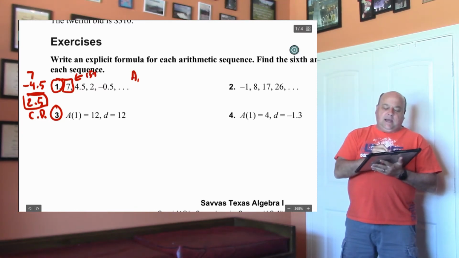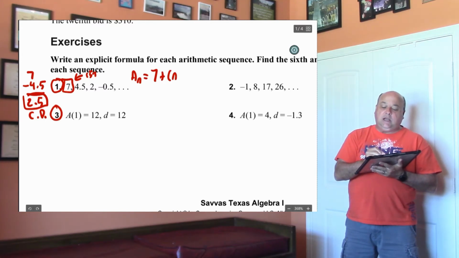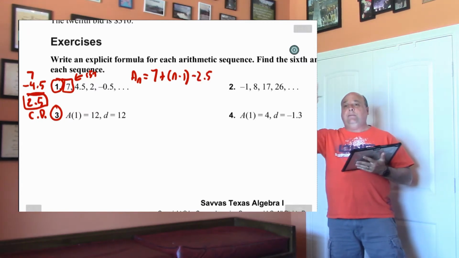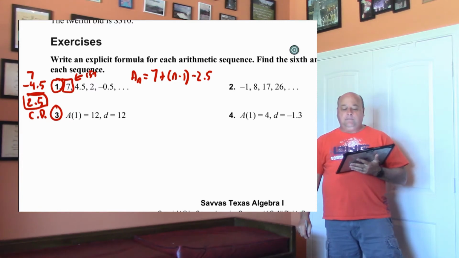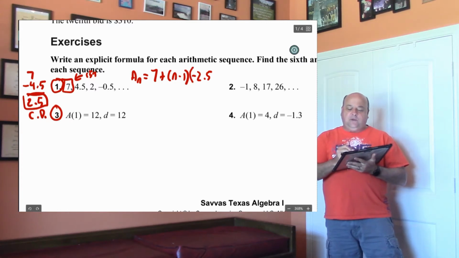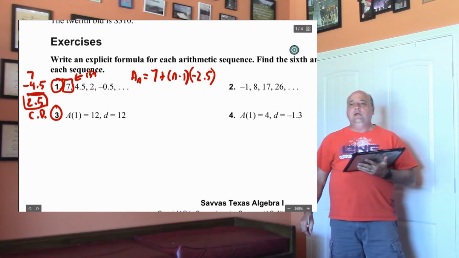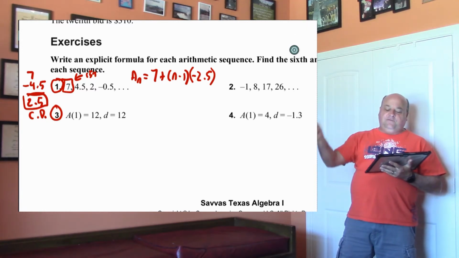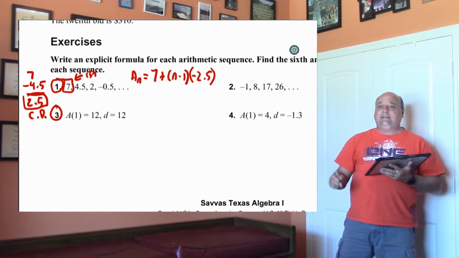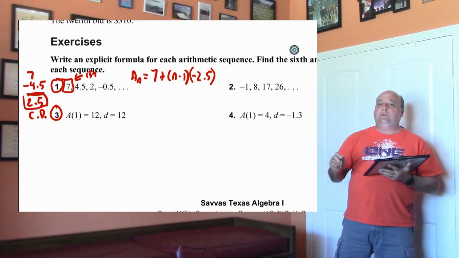formula is going to be a sub n equals the first term, which is 7, plus, put n minus 1, and the common difference is negative 2.5. It's negative 2.5 because the numbers are getting smaller. Okay, and I'm going to put this in parentheses, okay? So we're going to multiply the common difference times n minus 1, then add 7 to it. It's kind of backwards from mx plus b.